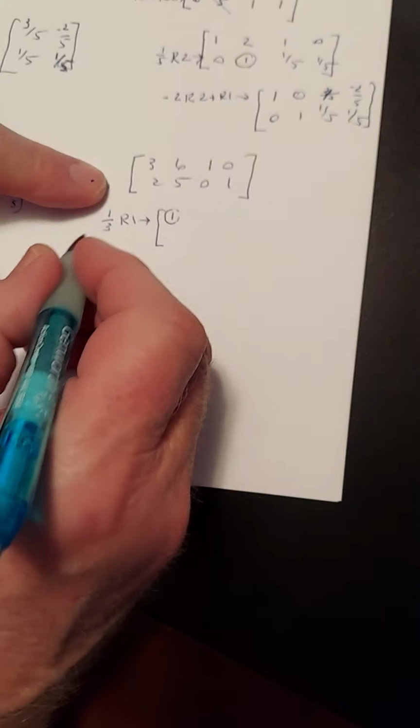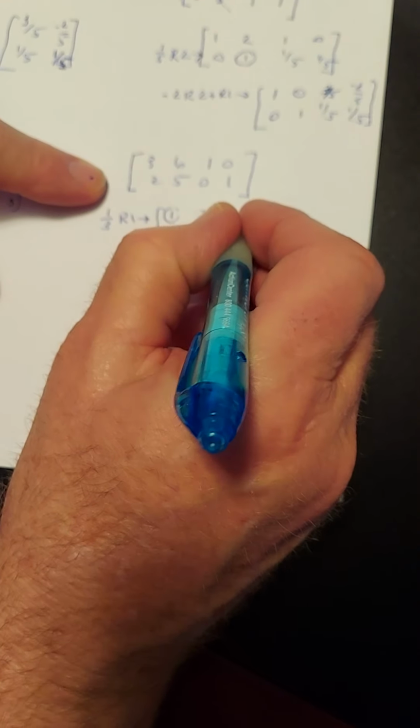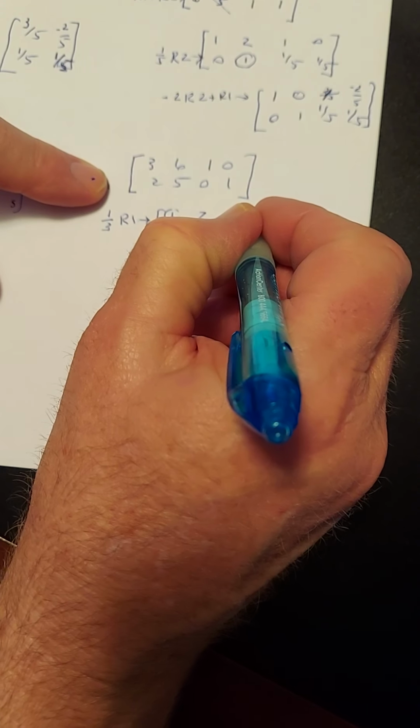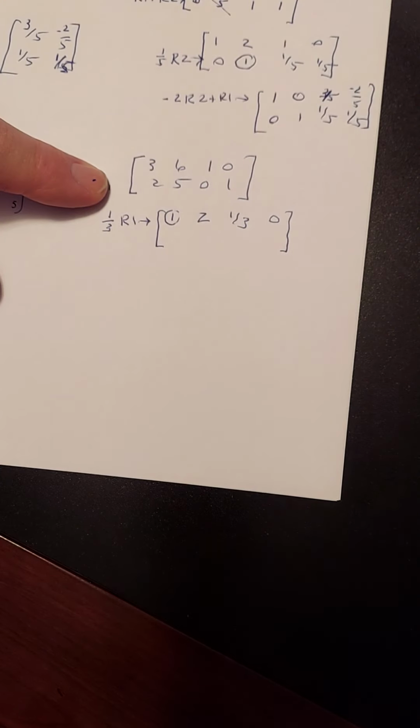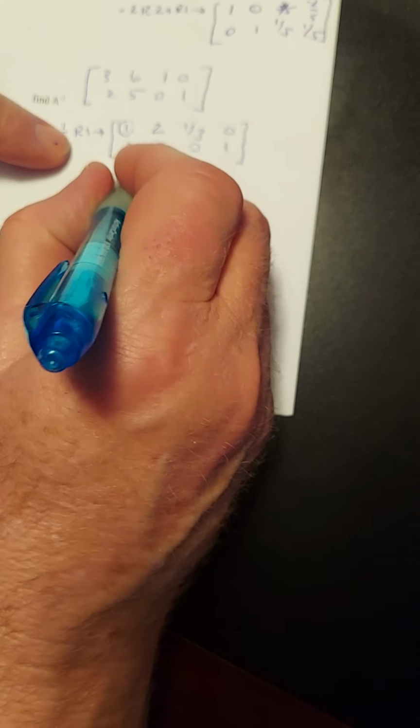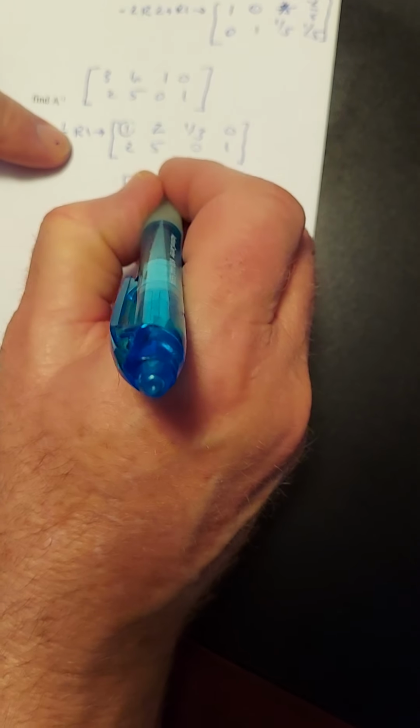1/3 of 3 is 1. That's my pivot. I'll circle it. 1/3 of 6 is 2. 1/3 of 1 is 1/3. And 1/3 of 0 is 0. Bottom row stayed the same. Now that you got a 1 here, you want to get a 0 below it. Top row stays the same.